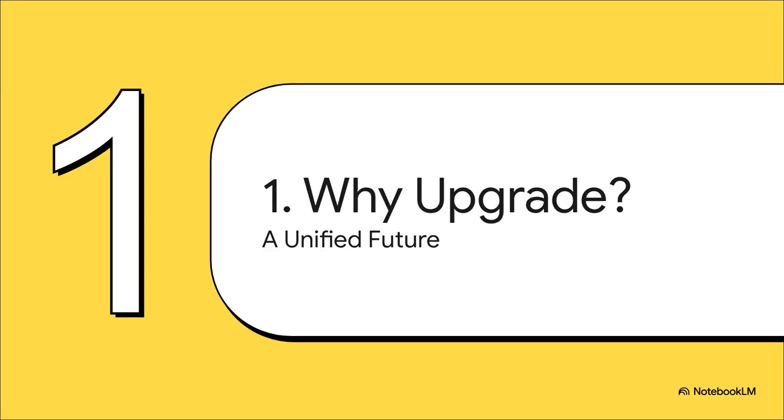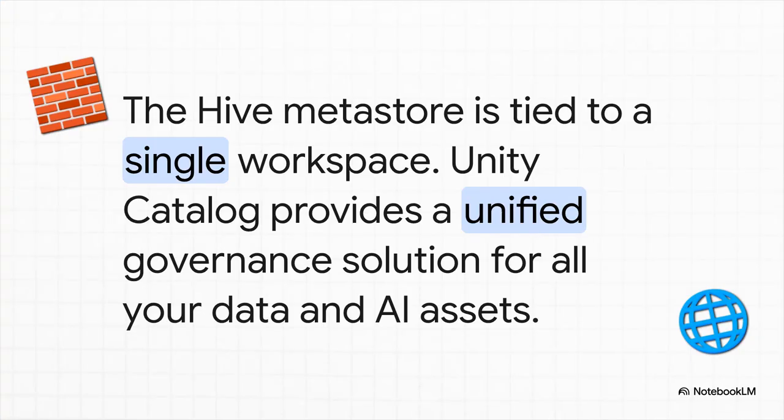Okay, first things first. Why even bother with this migration? Well, it's all about leaving behind a kind of messy, fragmented past and stepping into a much cleaner, unified future for all your data. See, the thing about the old Hive Metastore is that it's stuck in a silo. Each one is locked to a single workspace, which makes governing data across your whole organization a real headache. Unity Catalog just smashes those walls down. It gives you one central command post for everything. So this isn't just some small technical update. It's a massive strategic jump toward truly centralized and secure data.